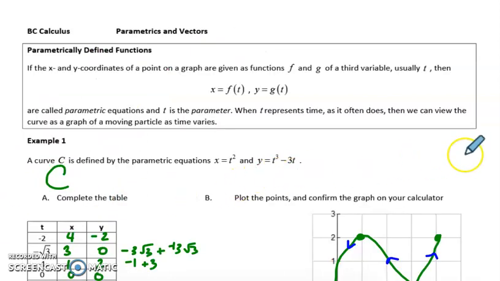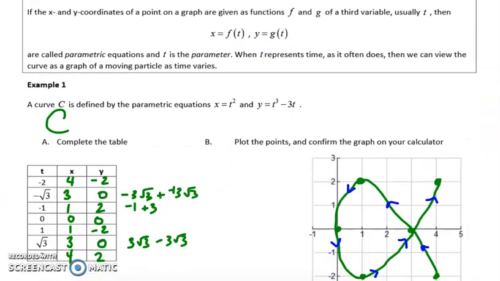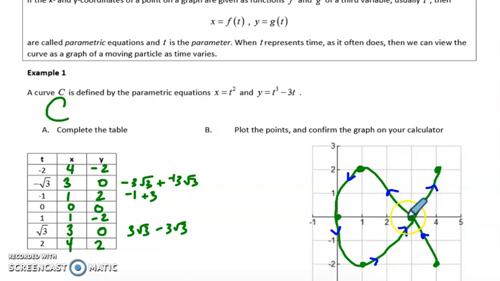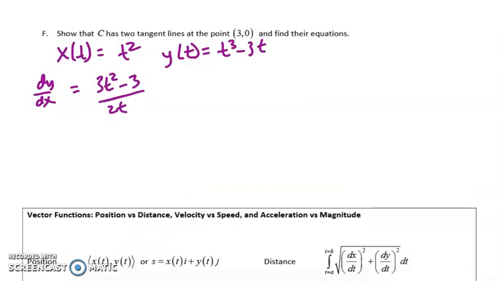I'm going to go back a page and just comment here that at the point (3, 0), we did intersect this spot twice, and we have one tangent line with a negative slope, one tangent line with a positive slope. So this happens with parametrics. It wouldn't happen with a function, but it happens with parametrics. So I need to show that there are two tangent lines at the point (3, 0).